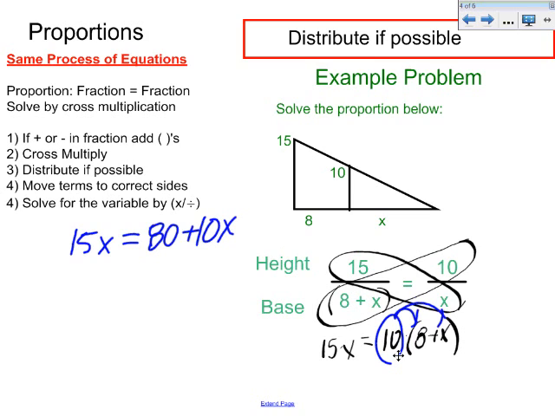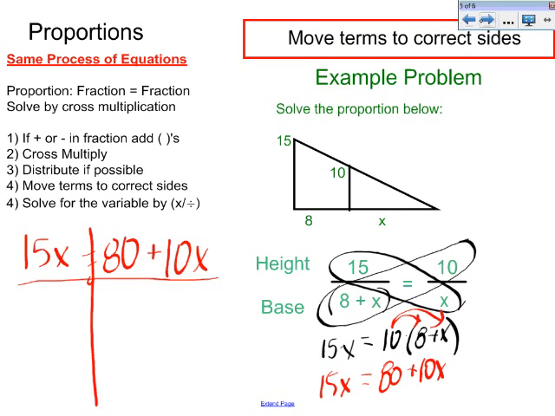So we're going to go ahead and draw the balance. We've got to move the terms to the correct side, so we've got to move that 10x with the 15x. The opposite of 10x is minus 10x. Do that to both sides. 15x, negative 10x make 5x equals 80.